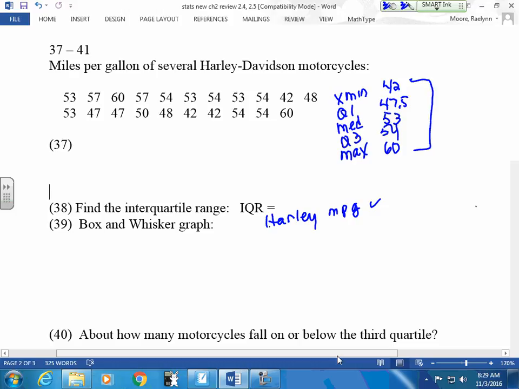So what should I start my number line at? What's a good place to start? 40. And what should we go by? You can go by 2s. That might work. So I only need to get to 60. So 42, 44.